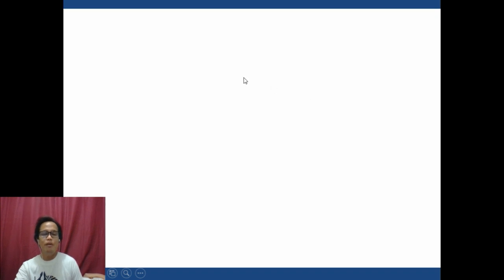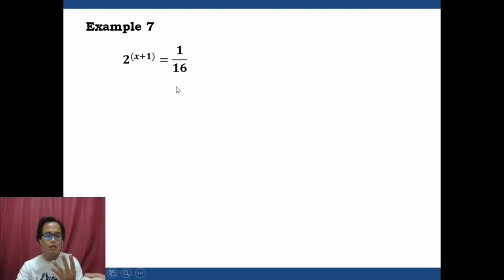Example 7. Similar to before, but this time 1 over 16. We should express 16 to the base 2. Earlier it was base 3, now it is base 2. What exponent of 2 gives 16? 2 times 2 is 4, 4 times 2 is 8, 8 times 2 is 16. So the exponent of 2 should be 4.